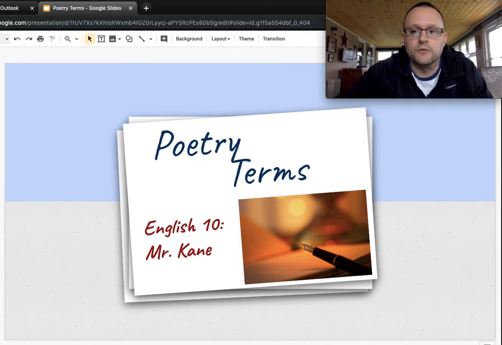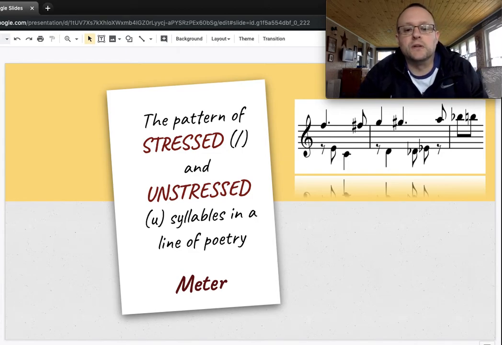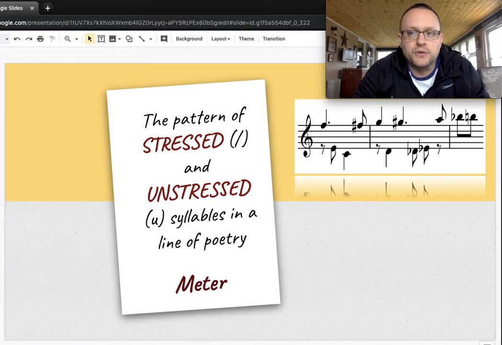All right, so we're going to run through our poetry terms here. The first one we're going to take a look at is meter, and this has nothing to do with the measurement, as a meter in the metric system. Meter here is essentially a pattern of stressed and unstressed syllables in a line of poetry. So it's similar to rhythm in music. There's a beat, there's a consistent pattern going on with it.